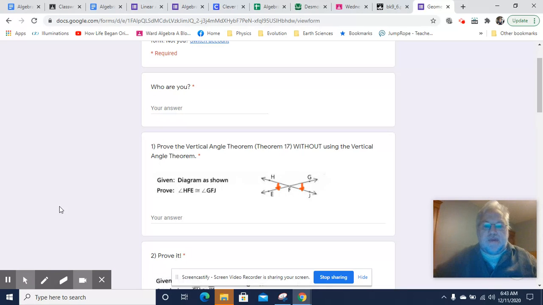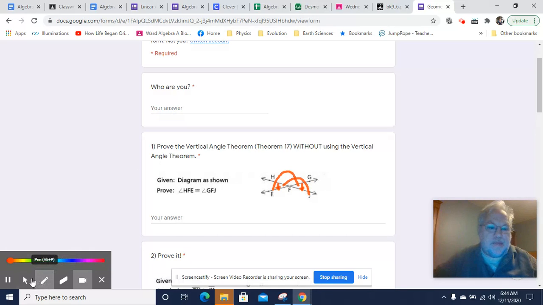So how do we prove this? Well, here's how we prove it. We start by noticing that we have straight lines here. That's a straight line, okay? And this is also a straight line, okay? So this is a straight line. And so what we can say is that this angle, HFE, is supplementary to HFG.